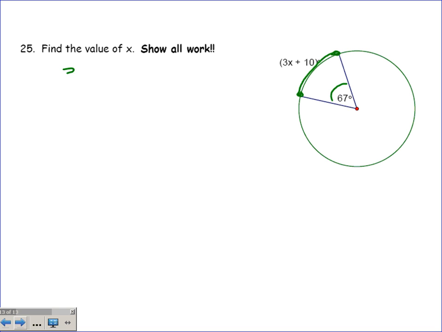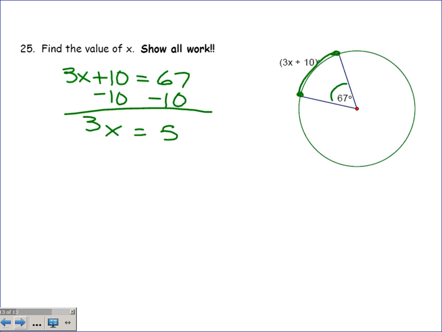So all we have to do is say 3x plus 10 equals 67 degrees. How do I solve for x? Subtract 10. Again, I am showing off the work here. So 3x equals 57. Divide by 3, divide by 3, and x equals 19. Okay? That's really good. Let me change it though.